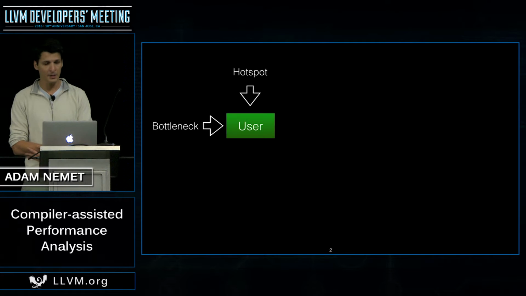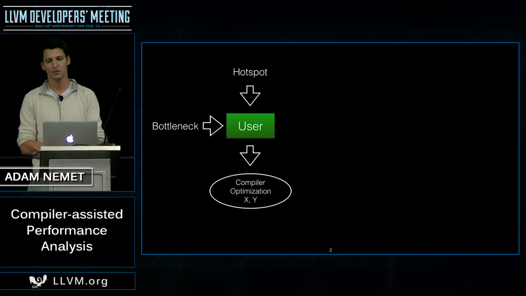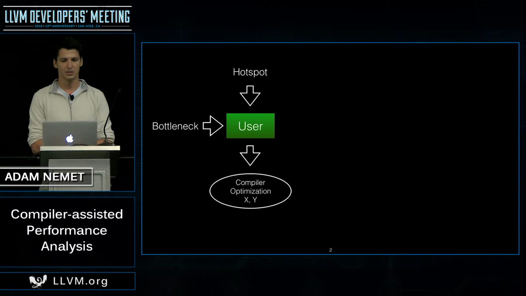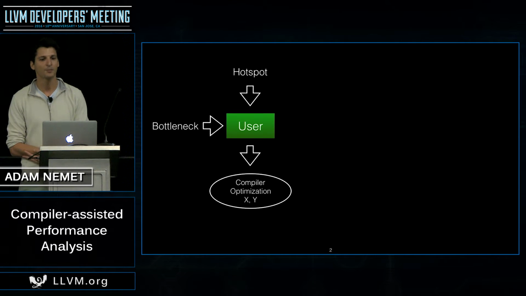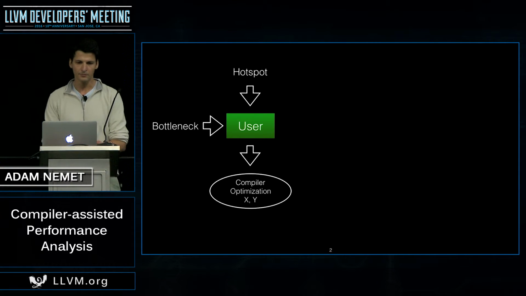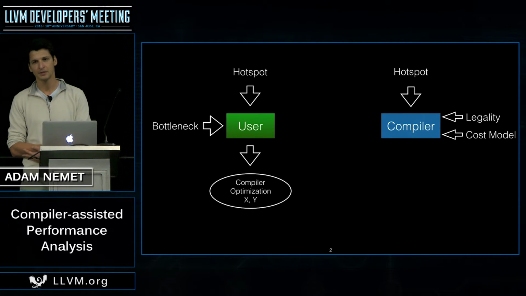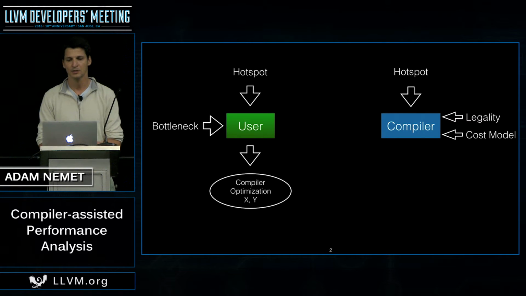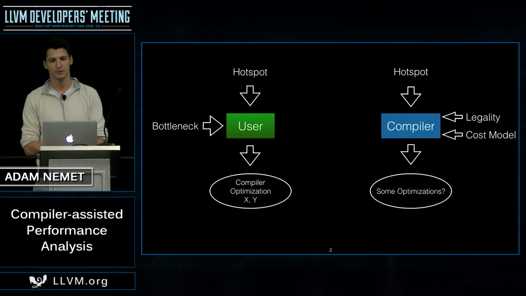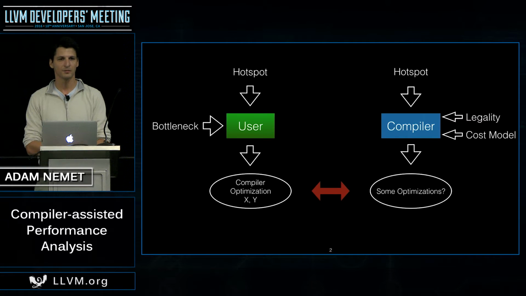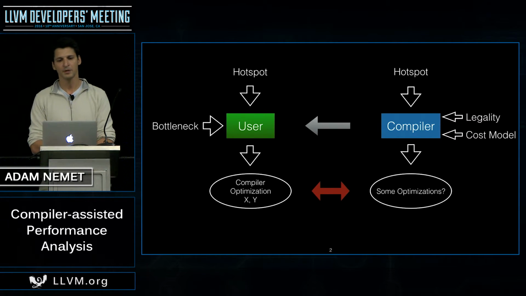And then, based on this, the user may determine that compiler optimization X and Y should help to improve our performance. Then we compile our program, and the compiler, based on its rules and heuristics, will apply some optimizations. Now, these can be different from the ones we had in mind. So how do we find out what the compiler picked?